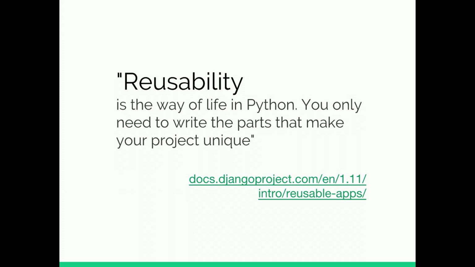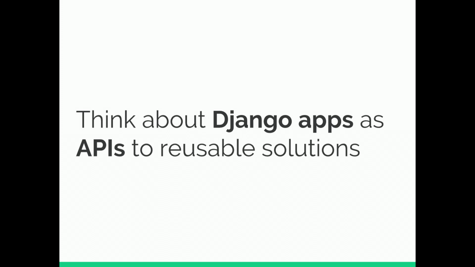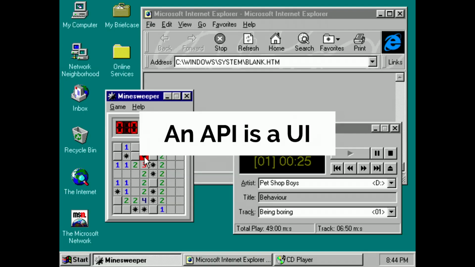And Django apps, if you look on the documentation, you see that the key idea behind them is reusability. And that's what the doc says, that reusability is the way of life in Python. You only need to write the parts that make your project unique. And this way, we need to think about Django apps as an API to reusable solutions. And thinking like that, we also came to see that an API is a user interface.